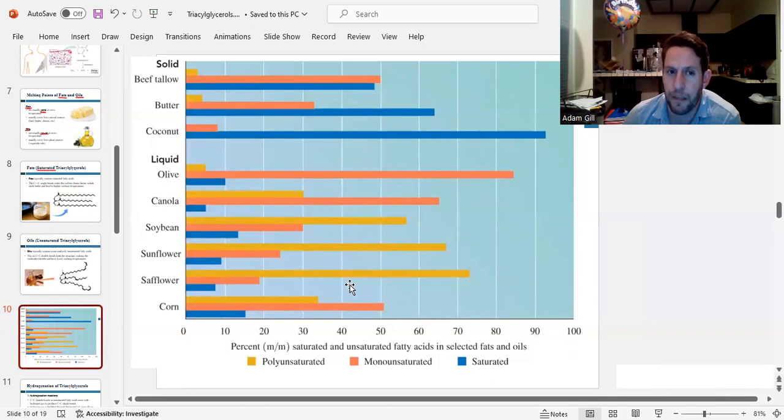Now, coconut and palm oil are like a weird exception. They're almost exclusively saturated, but they come from plants. Most plants make unsaturated fats. For some reason, coconut and palm trees evolved to have saturated fats. It is what it is. But otherwise, usually saturated fats come from animal sources and oils come from plant sources. Coconut oil and palm oil are like the oddballs.